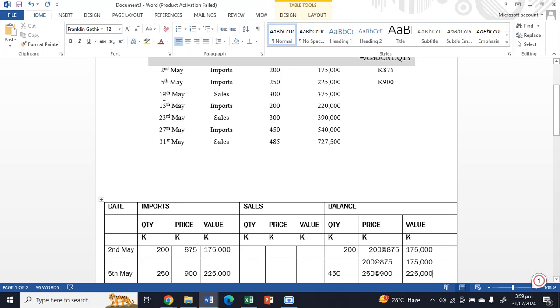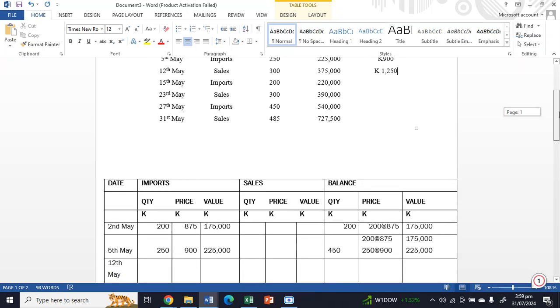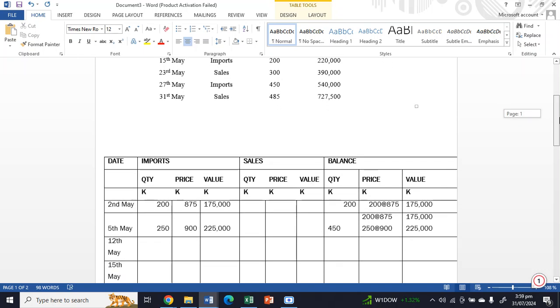The next transaction. On the 12th of May, we sold 300 goods and we made 375,000 kwacha. So I want to know how much did you sell each good. So you say 375,000 divided by 300. Sold each good for 1,250. So this is where the last in, first out will start. We're going to see how the last in, first out plays.